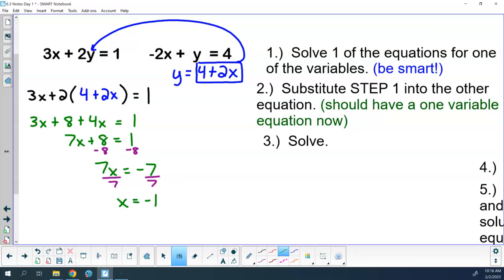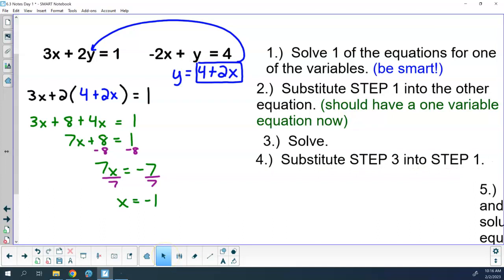How am I going to solve for y? Plug in what for x? Plug in -1. Where am I going to plug it in? Which one? Doesn't matter which one, right? Could do either one of them, right? Yeah.